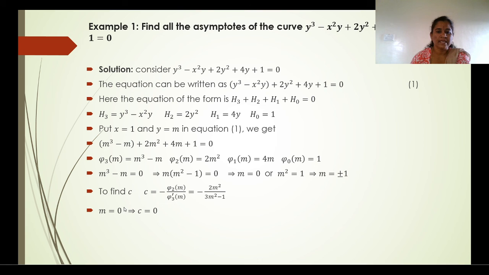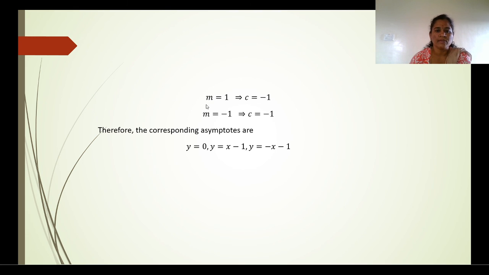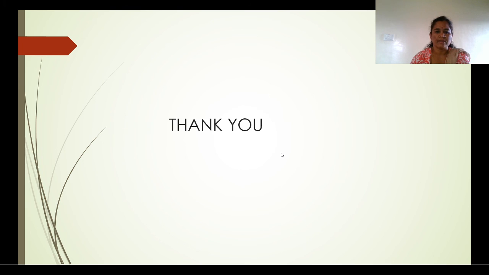Then to find c, we have to make use of the formula. c is equal to minus psi_2(m) by psi_3'(m). Psi_2(m) is 2m square, divided by psi_3'(m). Here psi_3(m) is there; differentiate this, we get 3m square minus 1. Then for m is equal to 0, we get c is equal to 0. Then m is equal to 1, c is equal to minus 1. m is equal to minus 1 and c is equal to minus 1. Therefore the corresponding asymptotes are y equals 0, y equals x minus 1, and y equals minus x minus 1. Thank you.